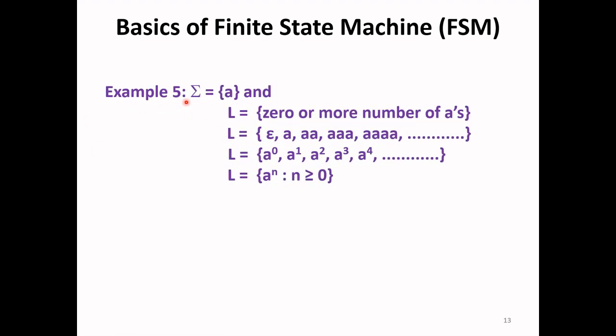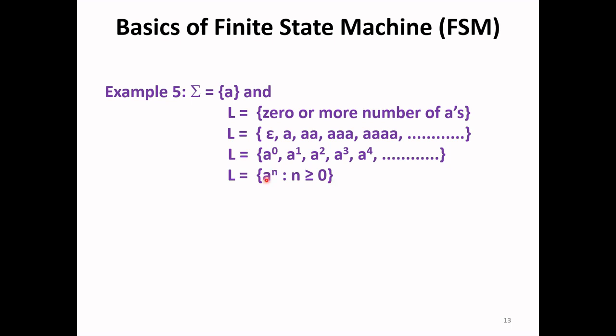Example 5, summation A, and the language contains 0 or more number of A's. 0 or more number of A's means L containing 0 A's, 1 A, 2 A's, 3 A's, 4 A's and so on. 0 A's means epsilon, 1A, 2A, 3A and so on. If we represent this language, it can also be stated as A raised to n, where n is greater than or equal to 0.